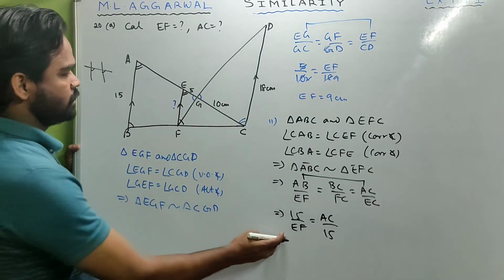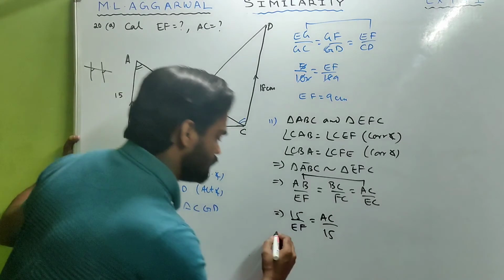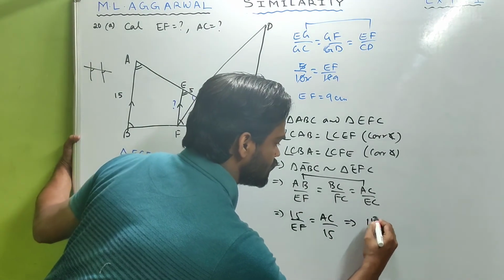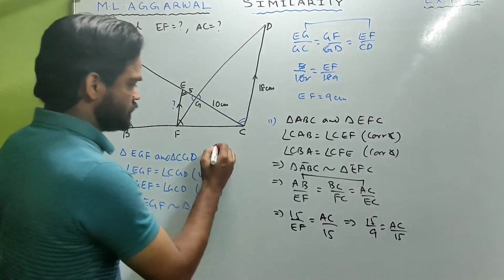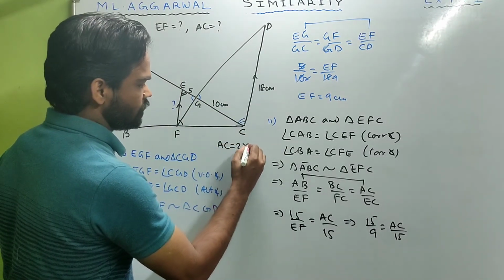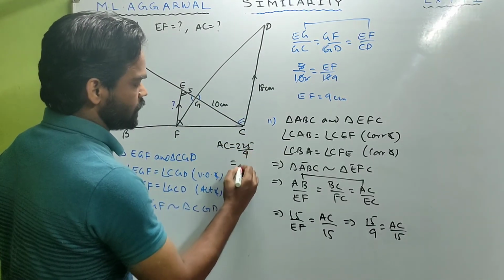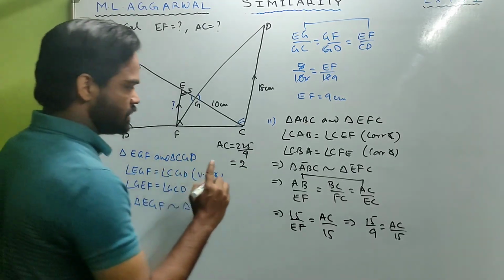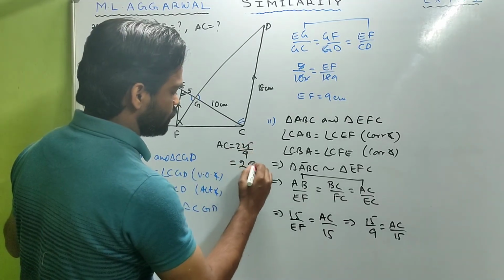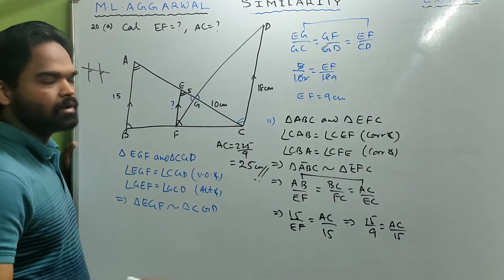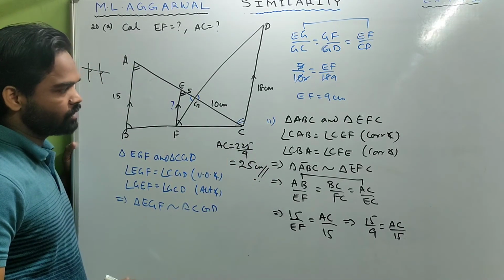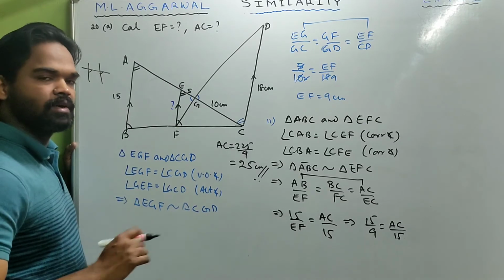And EF, we got EF as 9 now, just put it, 15 by 9 equals to AC by 15. So AC will be what? 225 by 9. So 9 2s are 18. Okay, 5. So AC is 25 centimeter. Done. Pretty easy. Now let us look at the next sum.